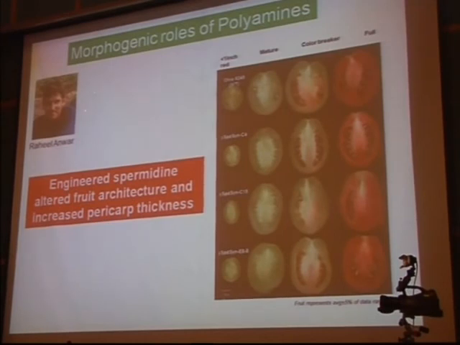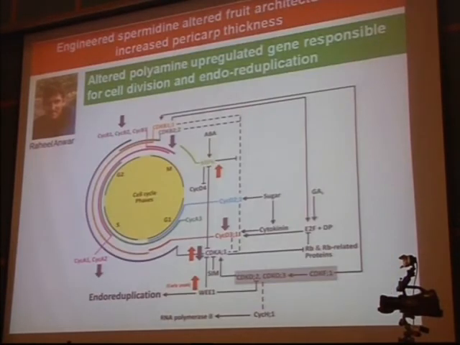Polyamines also have morphogenic roles, and we found the fruit's shape has changed. This is wild type fruit, and there are 3 different transgenic lines, and you can see they become very elongated. In this case, the pericarp increased, and we studied the role of the cell wall and the role of the cell cycle. We found the genes involved in cell division as well as endoreduplication are highly expressed in high polyamine lines.